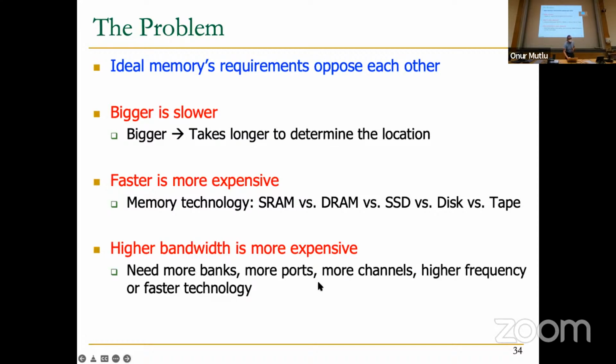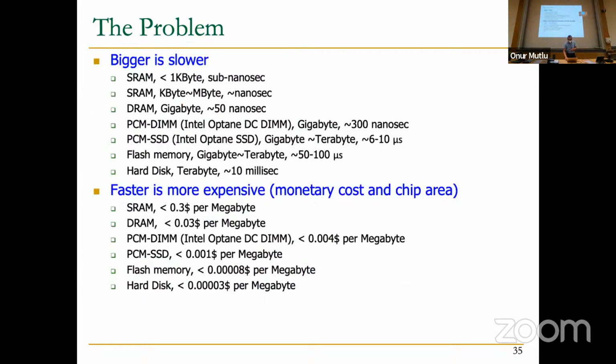Basically, you can add more bandwidth by adding more banks, more ports, more channels, higher frequency interconnects, or faster technology. Unfortunately, doing all of those increases your cost, right? Basically, you cannot get bigger, faster, and higher bandwidth at the same time. Even if you ignore higher bandwidth, you cannot get bigger and faster at the same time. Right? And this is actually real data from today that shows that bigger is slower.